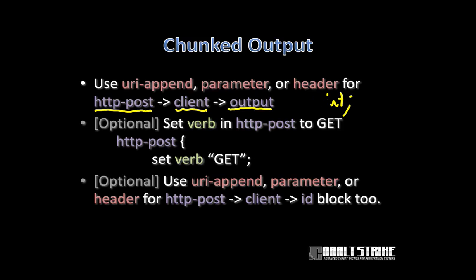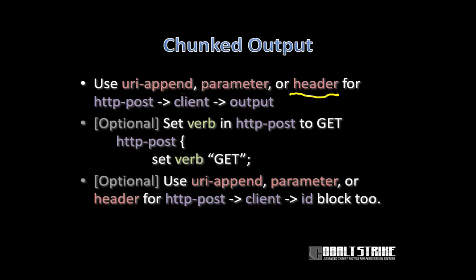But if you don't use print here, and instead use URI append, parameter, or header, Cobalt Strike will chunk the output instead of sending it as one big blob. And those chunks will be suitably small to fit into the URI, to fit into a parameter, or a header. In fact, they're the exact same size as the metadata that is sent in the HTTP GET client block. So that's output chunking, and you turn it on just by not using the print data termination statement.